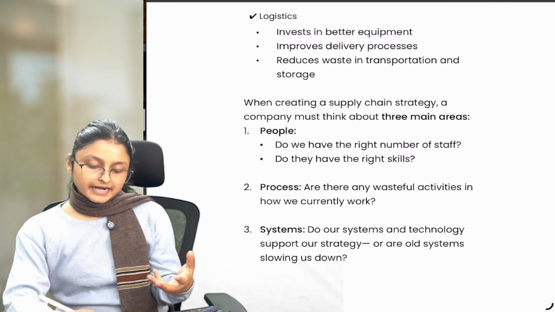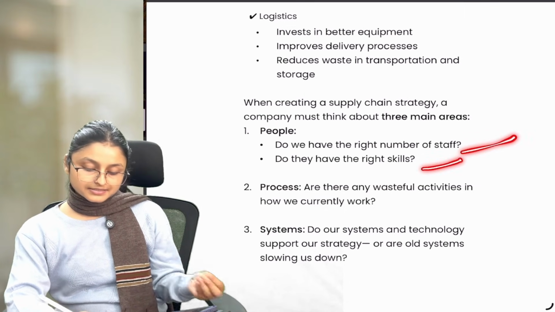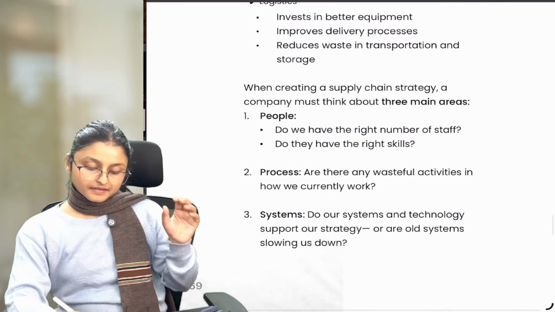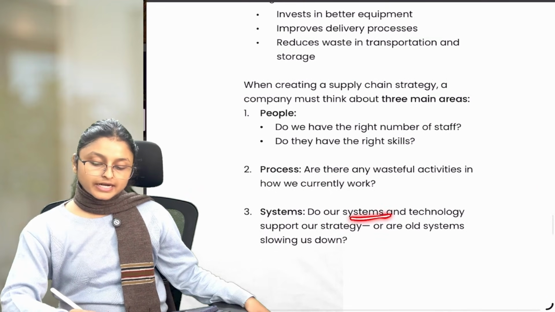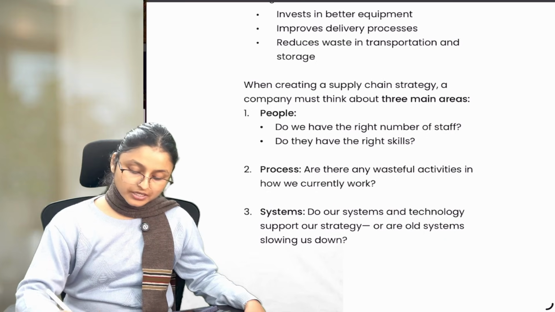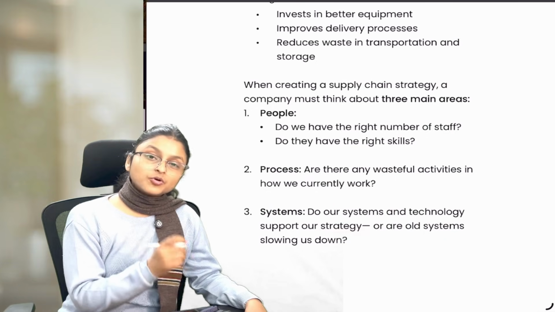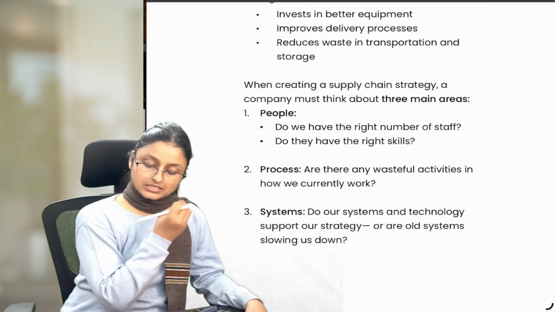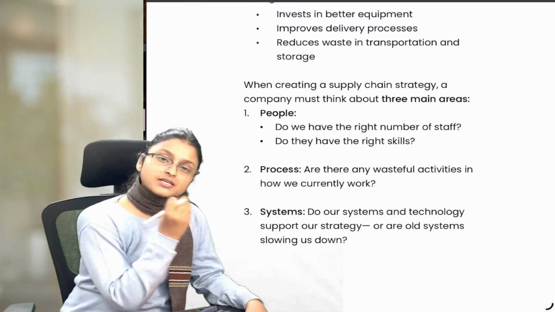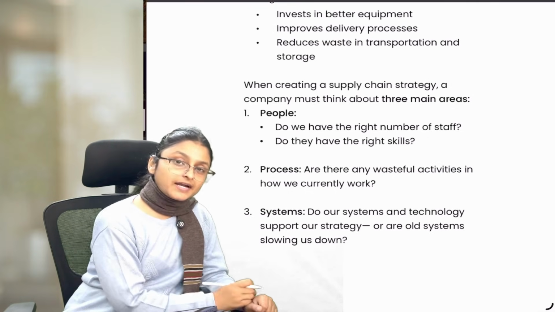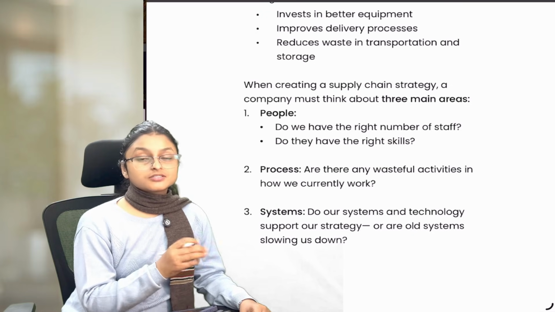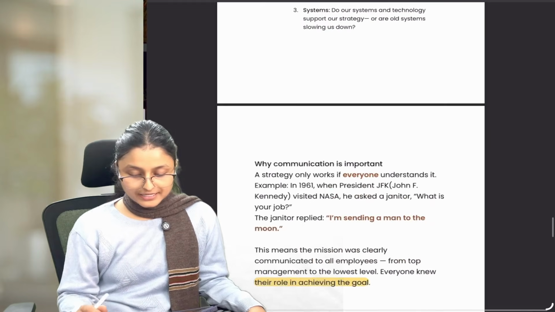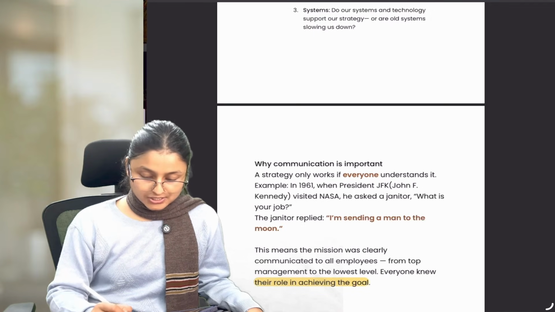People, that is the right number of staff and the right skills they have. Processes means wasteful activities will be reduced. Systems means we will look at our systems and technology which we have today and see whether they are supporting our strategy or not. Are there any old systems which are stopping us, which are slowing us down? We'll find out and remove that particular system and have something new in place of it. Done? Next is the communication.